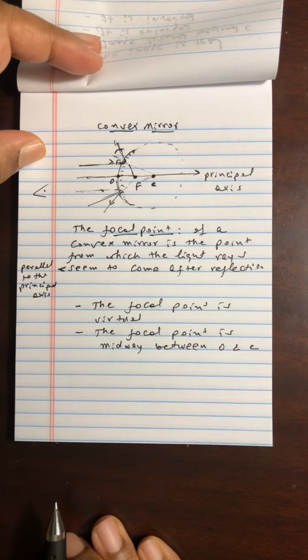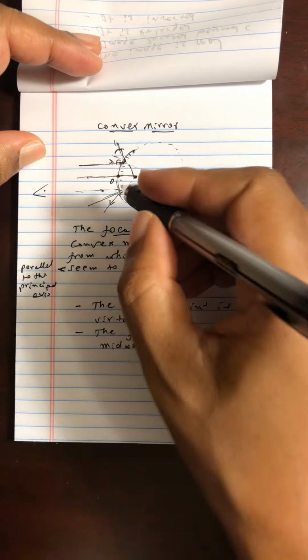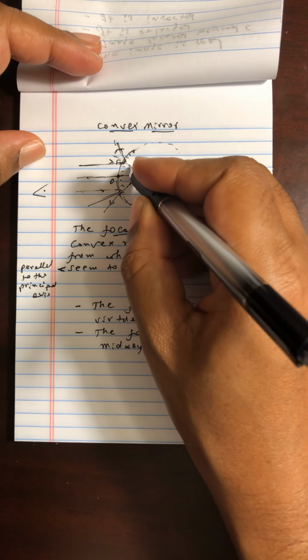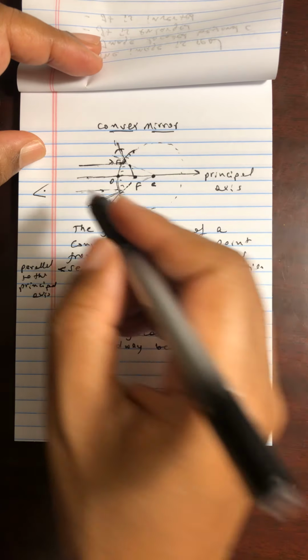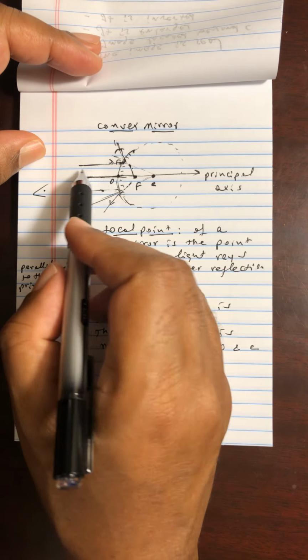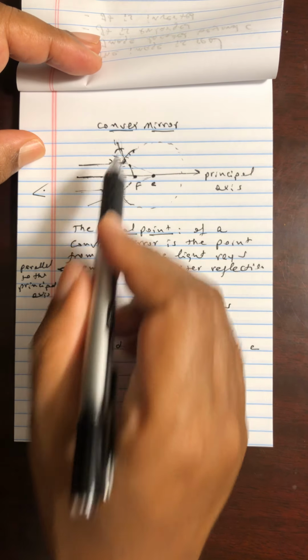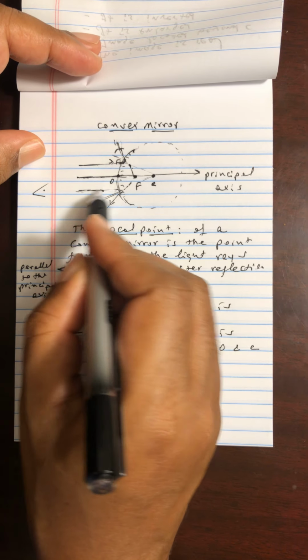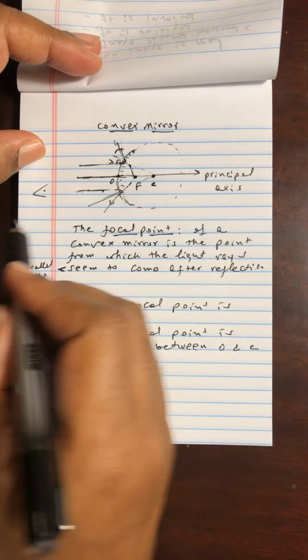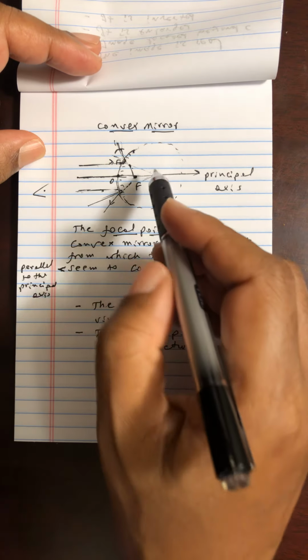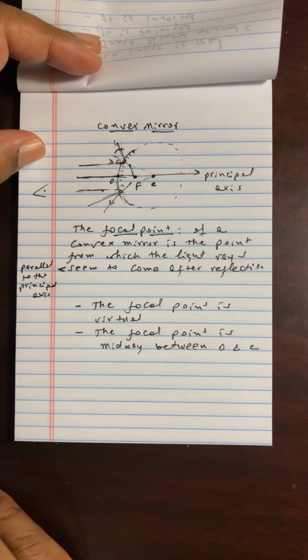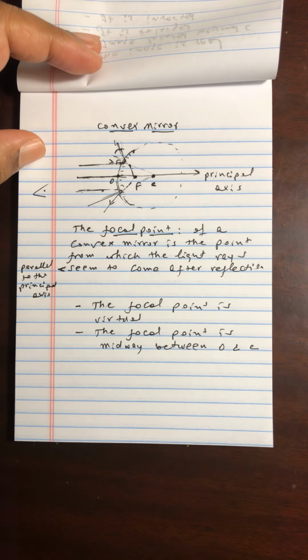Okay, so in this case we do not have a real focus, we have a virtual focus over here. Light rays parallel to the principal axis go like this. This one goes like this, but the brain thinks the light rays are coming from a certain point over here, and that's what you call the focal point.